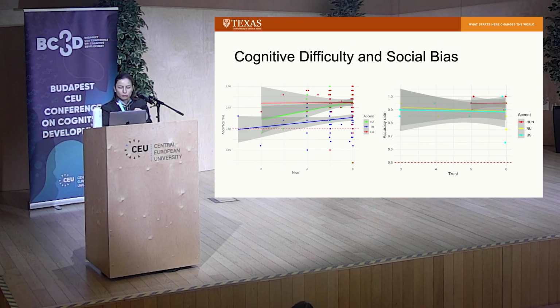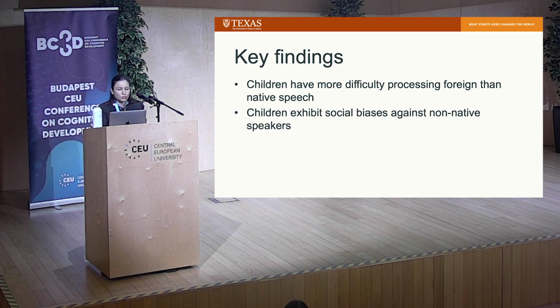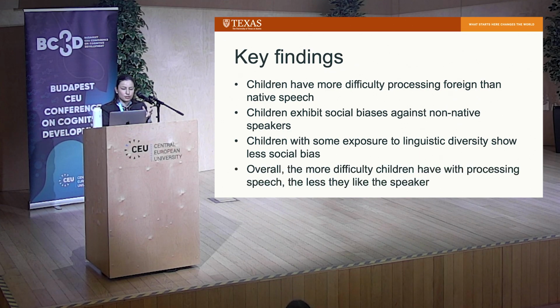Just to summarize before I run out of time, we find that children have more difficulty processing foreign than native speech, and that children exhibit social biases against non-native speakers, so this is nothing new. But we find that children with some exposure to linguistic diversity, at least in the US context, show less social bias. And overall, it seems, at least from the US data, which is a more complete data set, that the more difficulty children have with processing accented speech, the less they like the speaker. So it may not be only an in-group, out-group cue, but there also might be some of these bottom-up processes happening, at least in childhood.